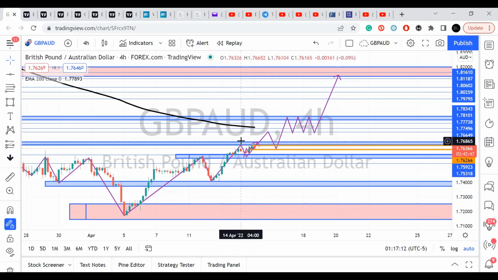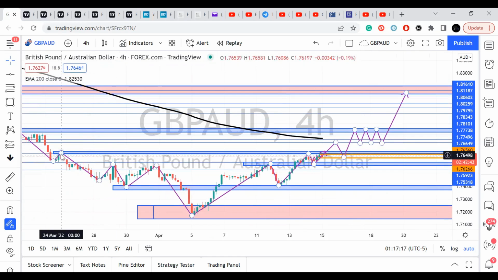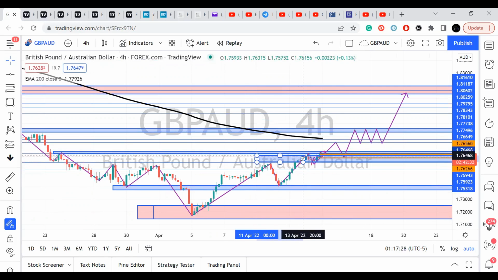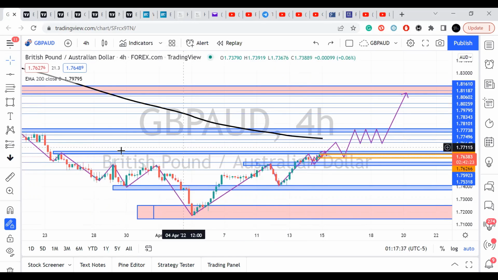Now there's a structure here. So I'm expecting a break of this structure too. Then price will come back to retest it here. So this one is no longer valid, well, till it gets broken.